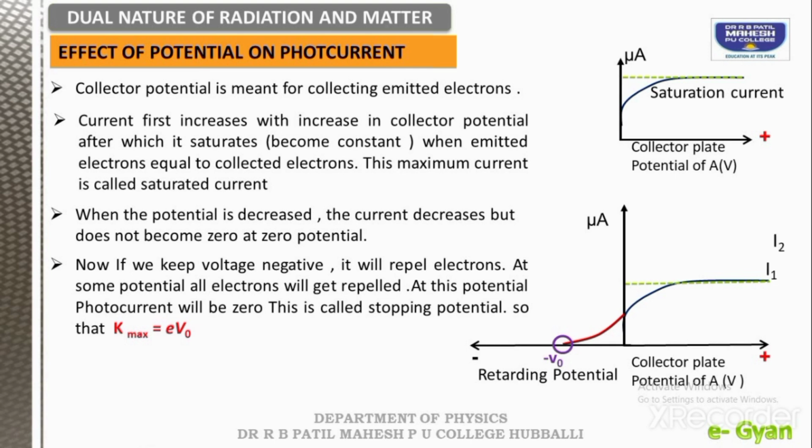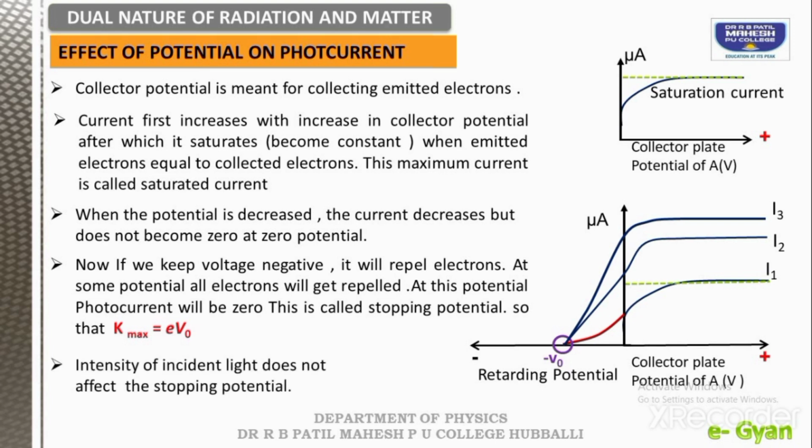Now, we will go with another intensity. Suppose I increase the intensity from I1 to I2, how will the graph look? Even after repeating the experiment, we get a graph like this. Here again the stopping potential will be the same for I2. Even if I increase the intensity to I3, the stopping potential will be the same. Therefore, we can conclude that the intensity of incident light does not affect the stopping potential. Here I3 is greater than I2, which is greater than I1.